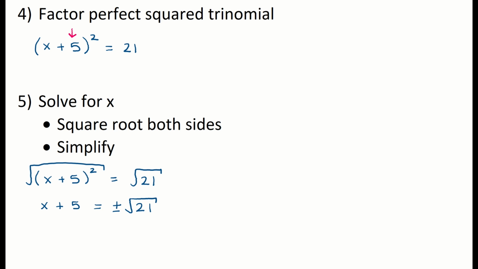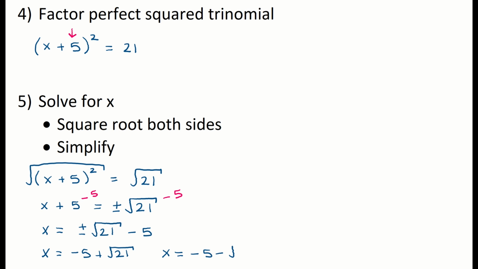And then finally, to isolate x, I'm going to subtract 5 from both sides, which gives me x is equal to positive and negative root 21 minus 5. So if we're looking for our two roots to this question, they would be at x is equal to negative 5 plus root 21, as well as x is equal to negative 5 minus root 21. Awesome. Let's look at our second question.